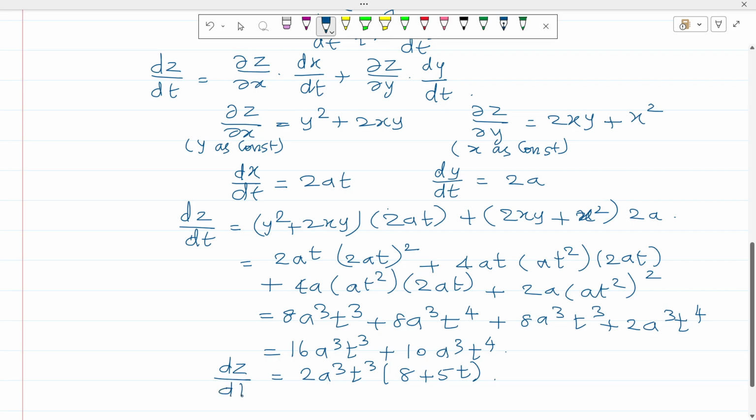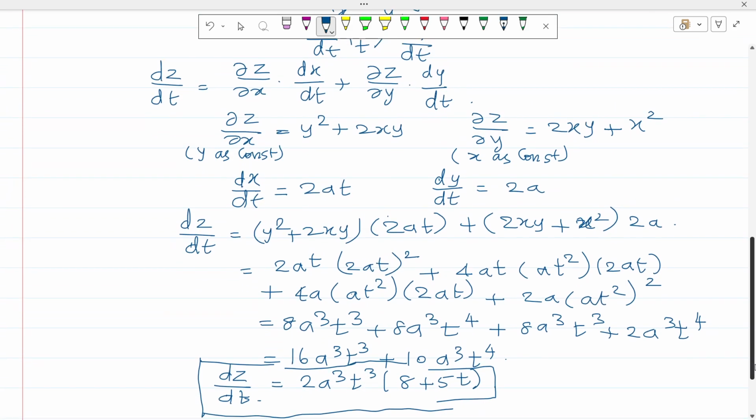dz by dt. See here, when you are finding dz by dt, it should not contain x and y. Here you can write dz by dt, dou z by dou x, dou z by dou y in terms of x and y. But after that, x and y are functions of t, so you compulsorily have to substitute x and y. Finally, you should get the answer as a function of t only. That answer should not contain any x and y. See that very carefully. Okay, is it clear? If any doubt is there, you can ask me.